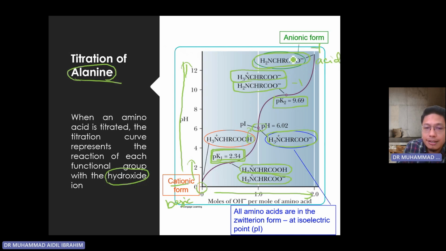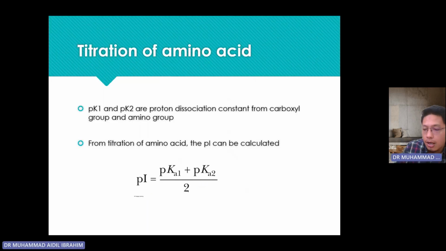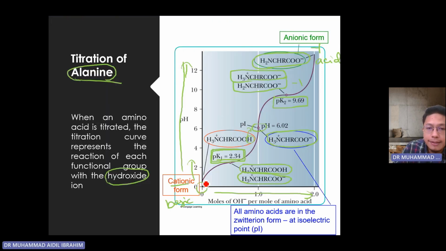So in this titration curve, we can see the progression of the amino acid from the fully protonated form all the way to the fully deprotonated form, through the protonation and deprotonation of the hydrogen ions there.